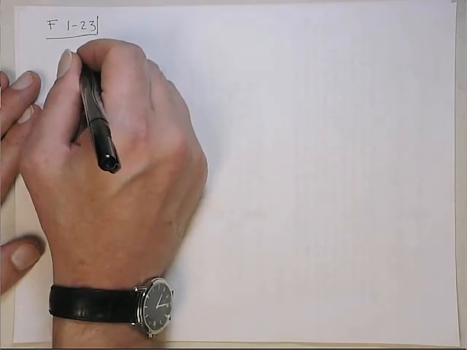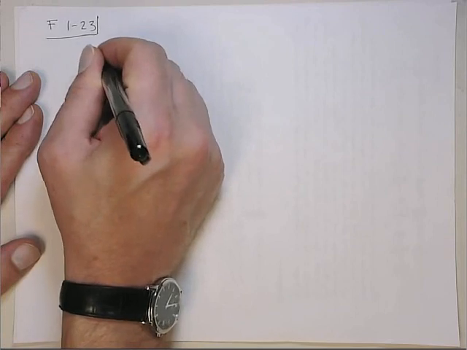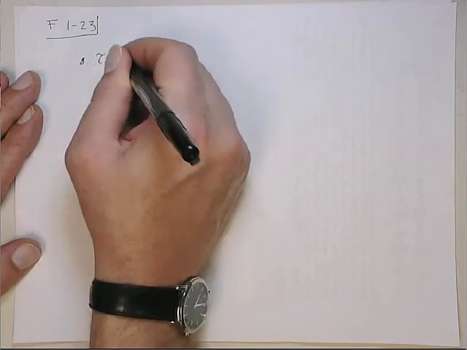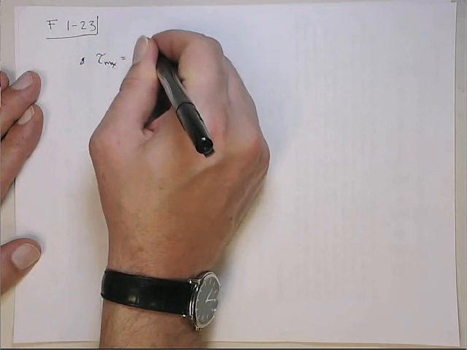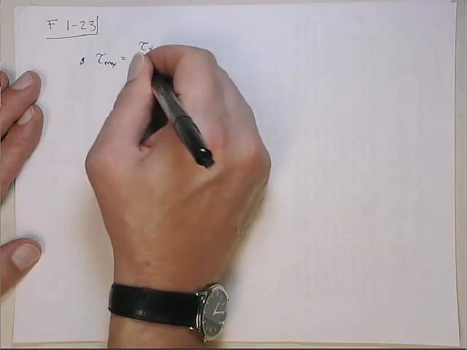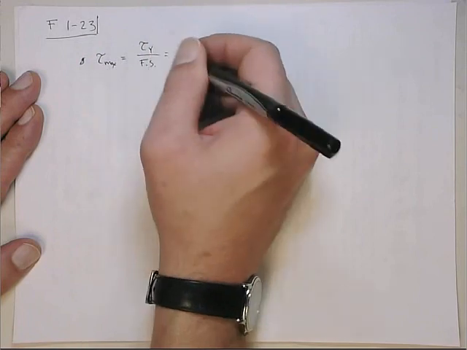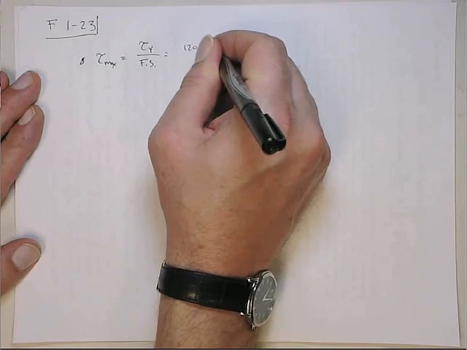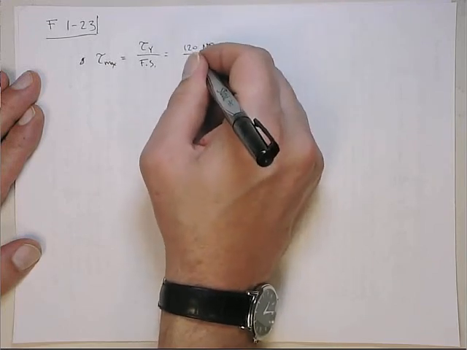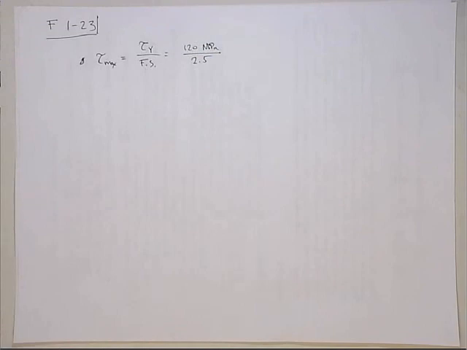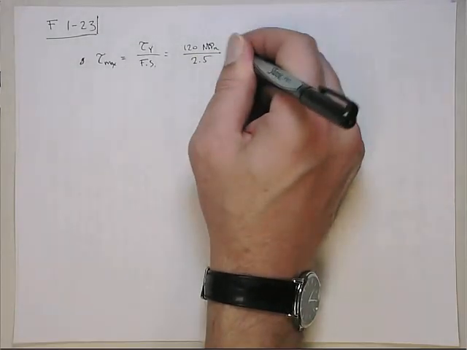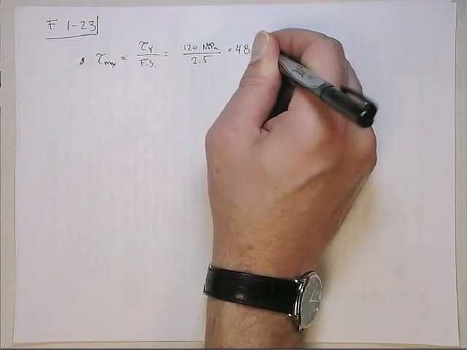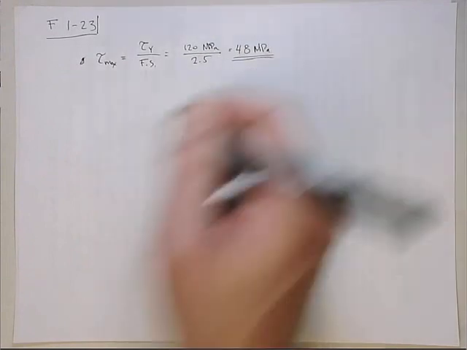Here we're doing shear stresses. So we have a tau max, the allowable, which is equal to the tau of the yield over the factor of safety. In this case, it's 120 megapascals over the factor of safety of 2.5. So we have a much bigger factor of safety on the bolt. That gives me 48 megapascals. That's what we have to design to.